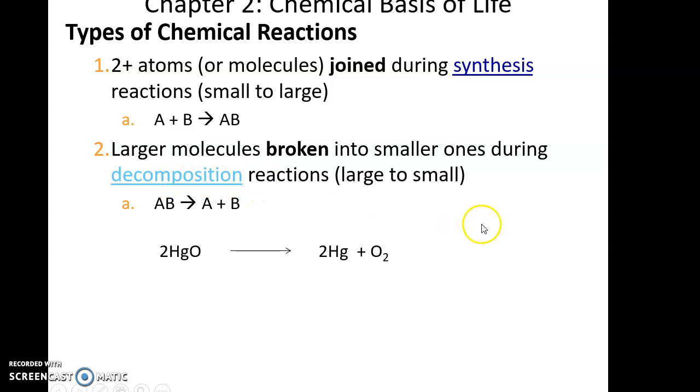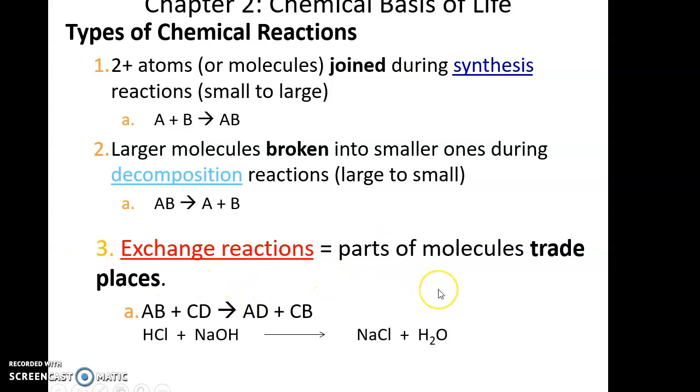Then there are decomposition reactions. Decomposition reactions are where you take larger molecules and break them into smaller ones. So basically going from large to small. So the generic chemical reaction would be AB yields A plus B. So here we have mercury oxide molecules, and they will break down, decompose into mercury atoms and oxygen molecules. So again, AB becoming A and B.